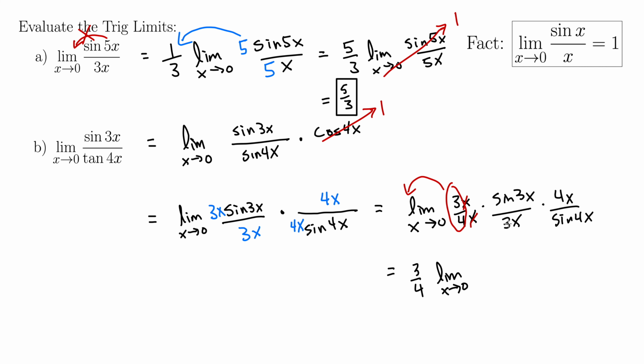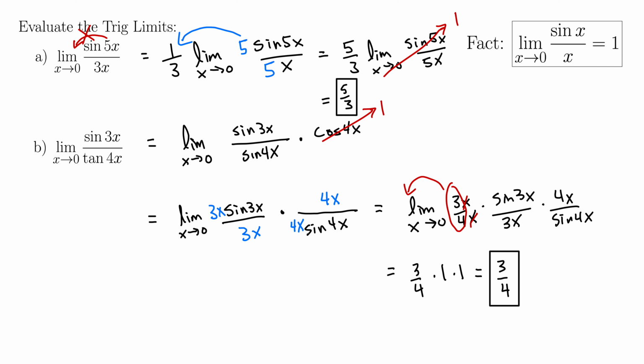Sine 3x over 3x, we know from our fact that that limit is 1. And the same holds for 4x over sine 4x. Technically, that's 1 over 1, but we know that 1 over 1 is still 1. So what are we really working with here? We have 3/4 times the limit of, well, when we evaluate those, we don't even need to write the limit anymore. We just know that both those limits evaluate to 1 and 1, which clearly leaves us with 3/4.